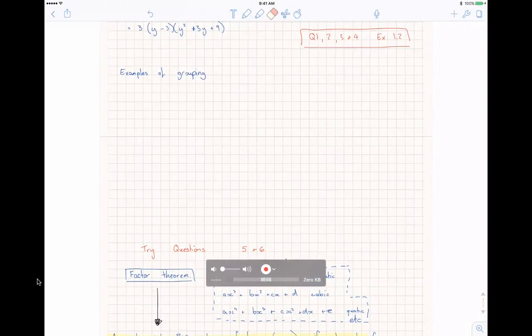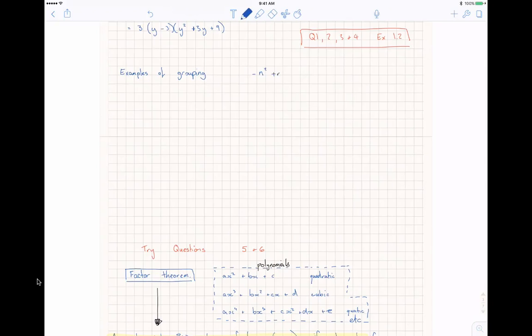So we'll do some examples of grouping. Now, grouping we use when we've got expressions that we wish to factorize that have more than one numeral. So, an example in your textbook. We're asked to factorize this expression.